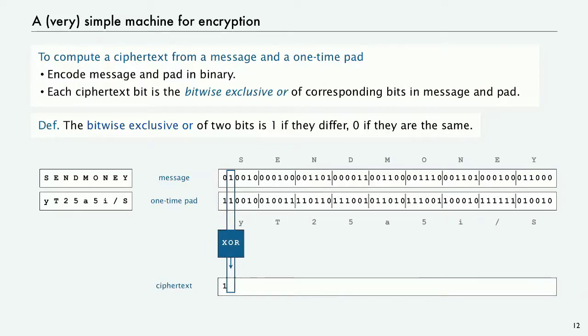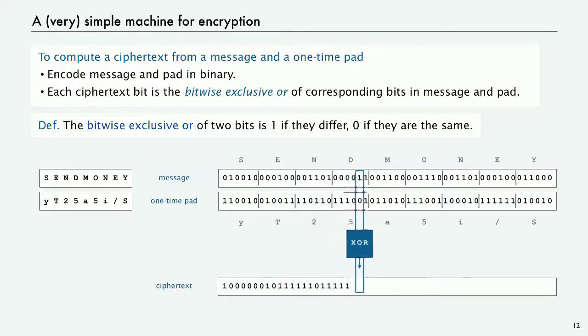We go to the next bit. They're both 1, they're the same, so the ciphertext bit for that position is 0. Both 0, they're the same, so the result is 0. Both 0, result is 0. Both 1, result is 0. Both 0, result is 0. So this is quite a simple machine, just taking 2 bits as input, checking whether they're different or the same. Now they're different, the result is 1. And it goes through the message and the one-time pad, 1 bit at a time, producing this kind of result.